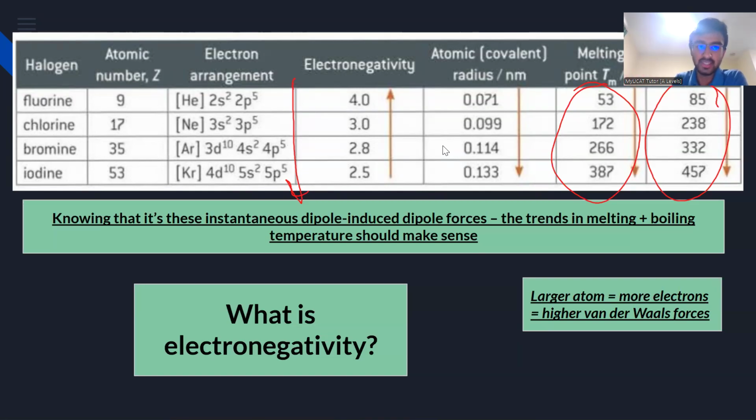If we think about the next thing we need to know the trend about, we've got electronegativity. So what do I mean by electronegativity? What do you understand by that?